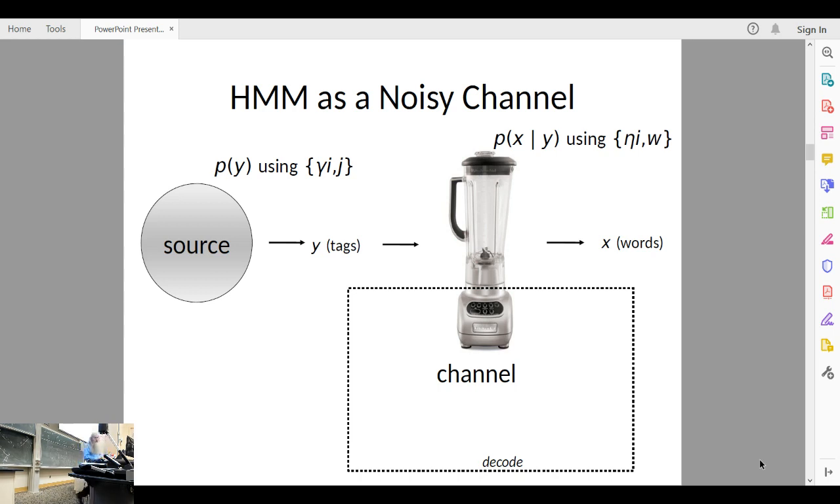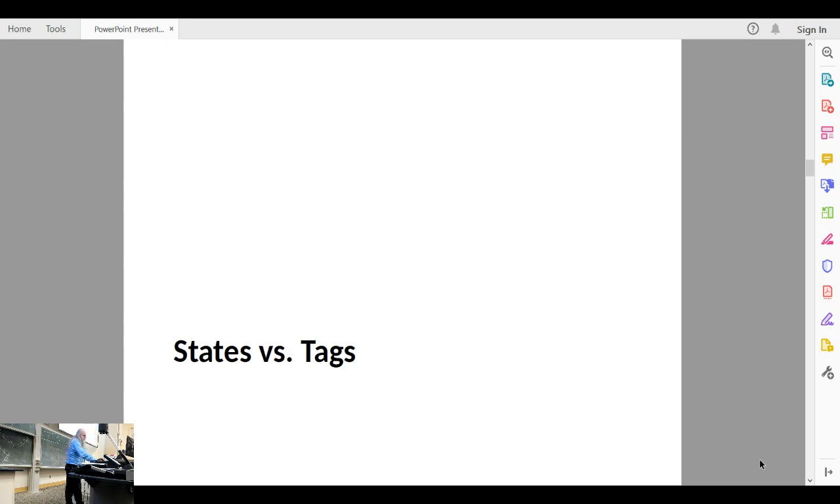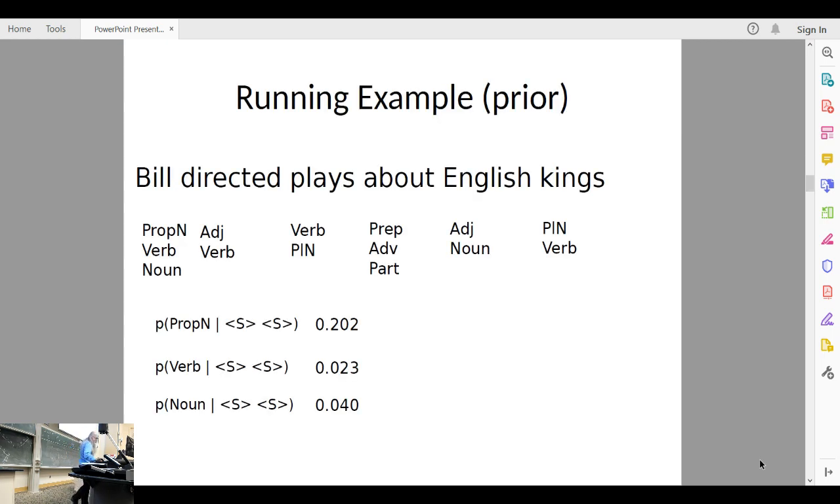Okay, as we've talked about before, there are always these two components. There's the probability of the sequence and the probability of the individuals, and that's what we're trying to do in part of speech tagging. So this is anything we use a noisy channel for. Viterbi is your friend. It's the algorithm that actually allows you to be able to do these things. So let's go back to our part of speech tagging.